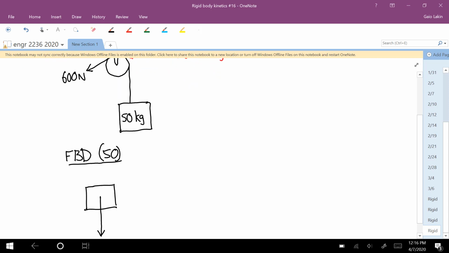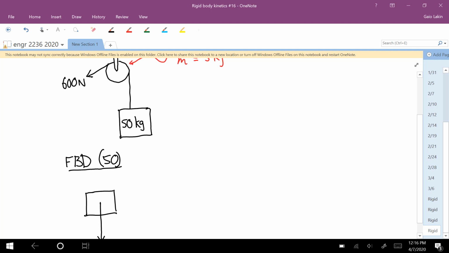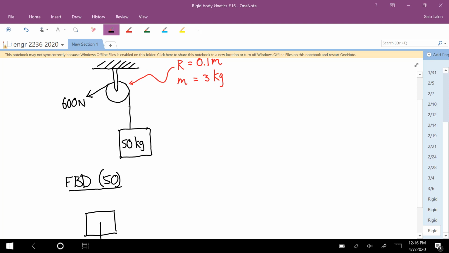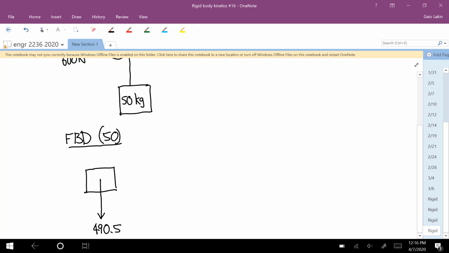And the first thing that we see that changes if you're dealing with the mass of a pulley is that the cable tension on the mass side is not the same as the force applied to the cable on the other side of the pulley. So we just have to call this T. We don't know that that's 600 newtons.